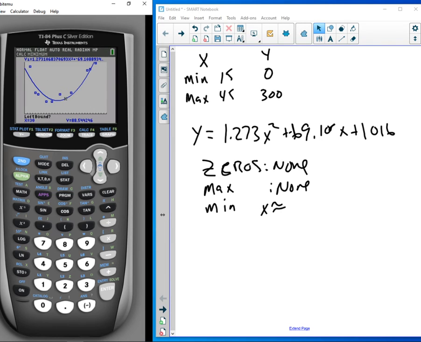Then I'm going to arrow to the left of my minimum because it wants the left bound, and I'm going to tell it I want the left bound right there by hitting enter. Then I'm going to arrow to the right side of that minimum until I'm on the right side of the minimum and hit enter right there. Now it wants to know if I want to guess. I'm going to hit enter. And I get 27.141. So I have a minimum at about 27.141.